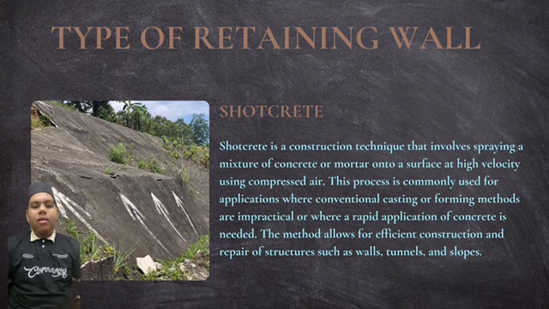Shotcrete is a construction technique that involves spraying concrete or mortar mixture onto the surface at high velocity using compressed air. This process is typically used for applications where conventional casting or forming methods are impractical or where rapid application of concrete is required. This method allows efficient construction and repair of structures such as walls, tunnels and slopes.